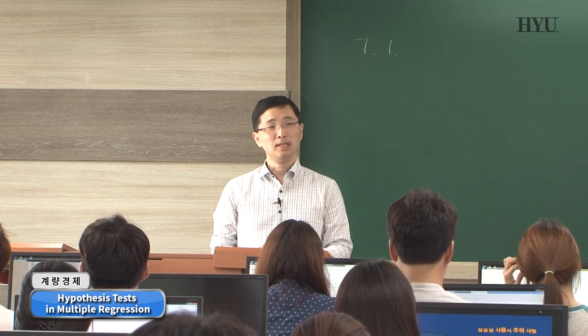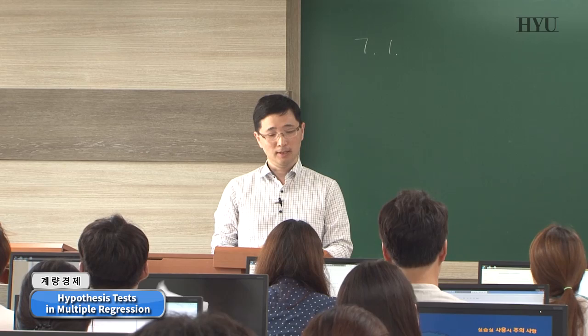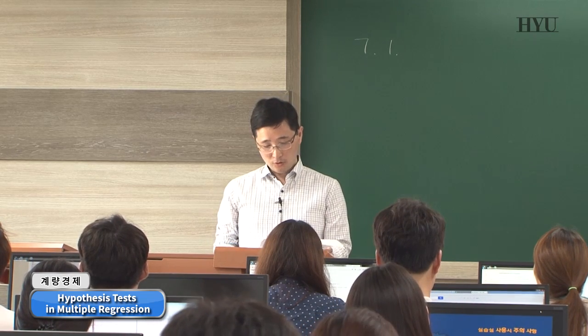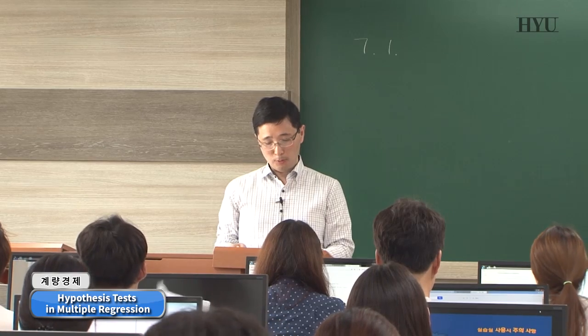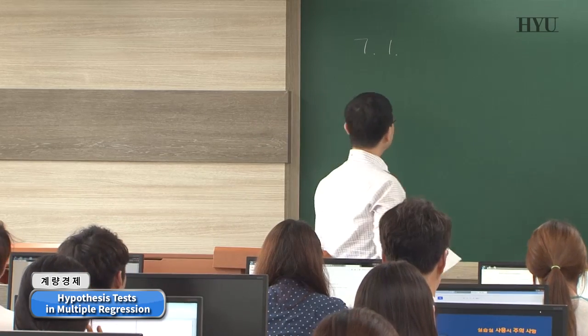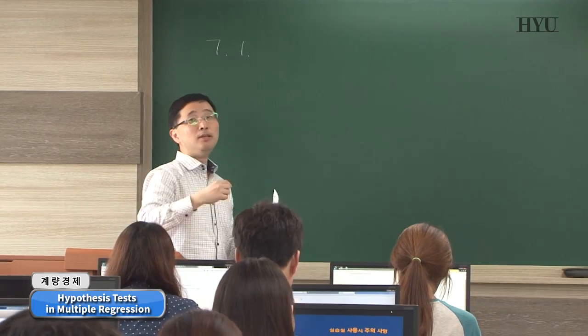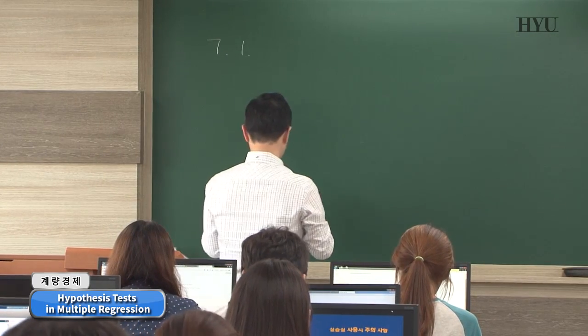In chapter 7, we are going to do the inference. Inference means testing and confidence intervals, okay, when you have a multiple regression. So today I plan to do chapters 7.1 and 7.2. There is nothing new in 7.1. It's just very simple. It's just a repetition of chapter 5.